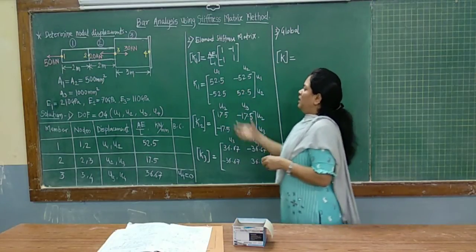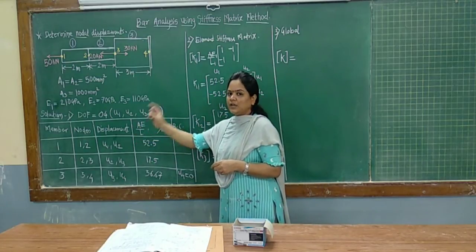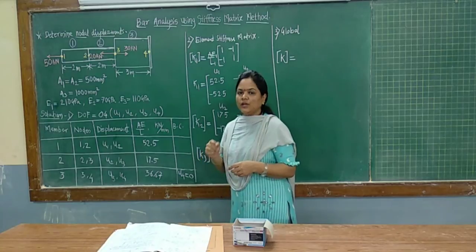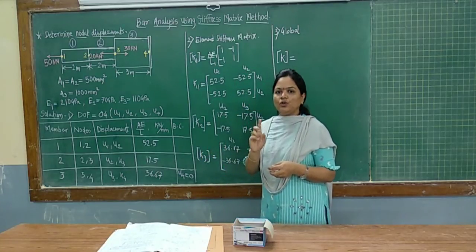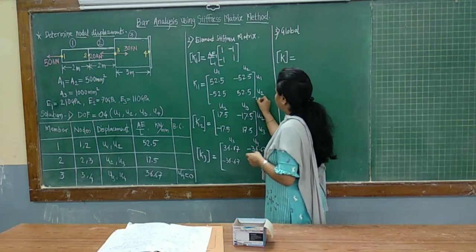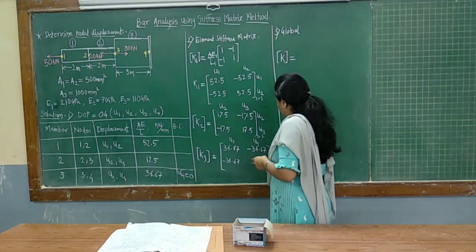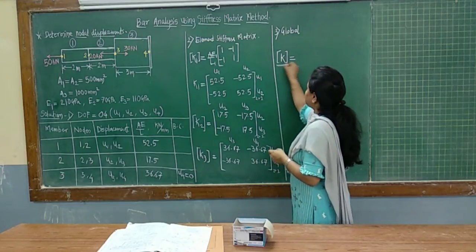So here, if we see as a first member 1, it is associated with only two nodes, 1 and 2. So degree of freedom there will be only 2, U1, U2. Therefore, the order of these matrices, all the element stiffness matrices, is 2 by 2, 2 by 2, 2 by 2. Now we will come to this global.